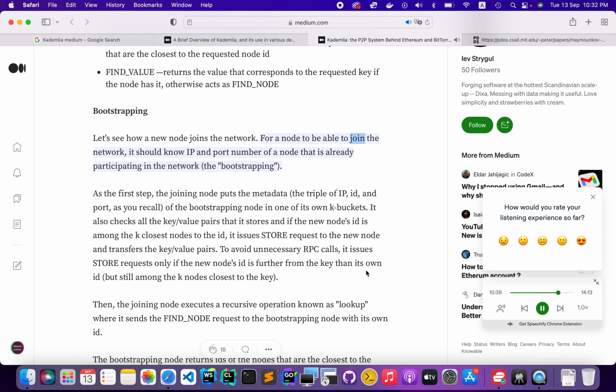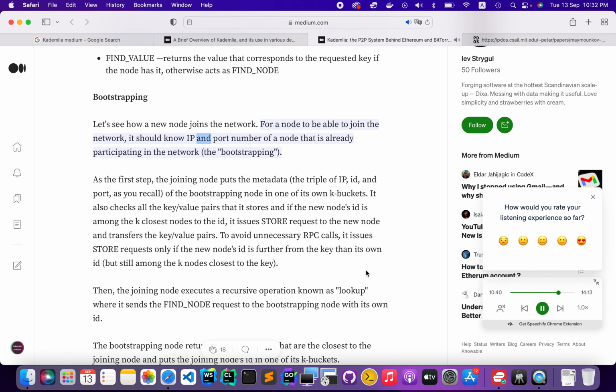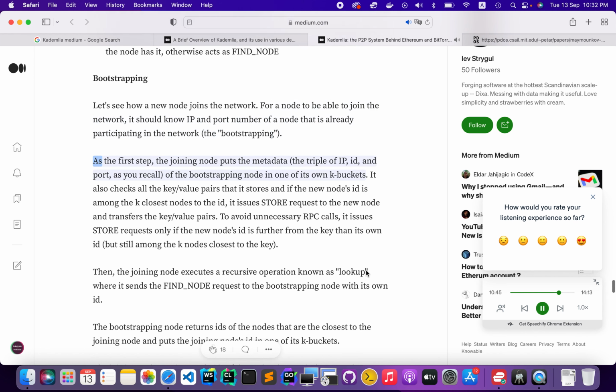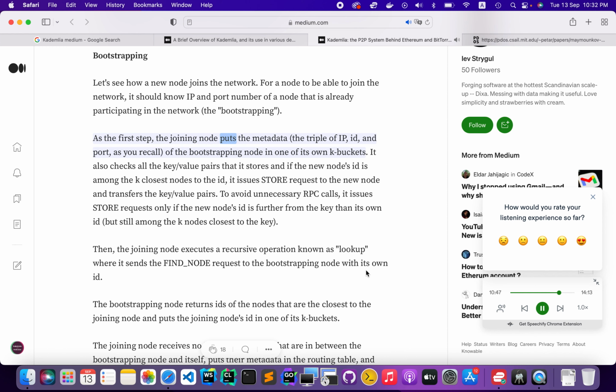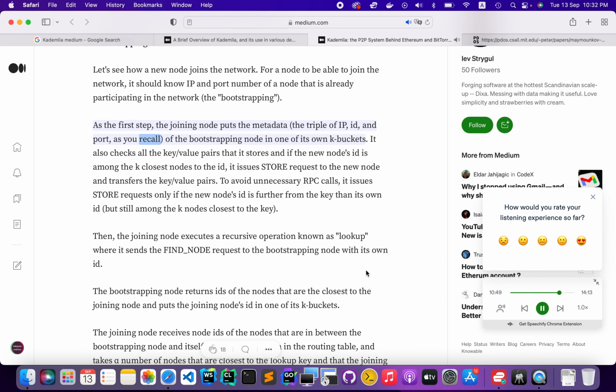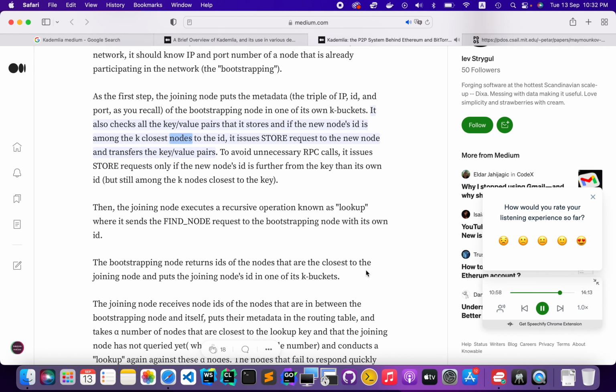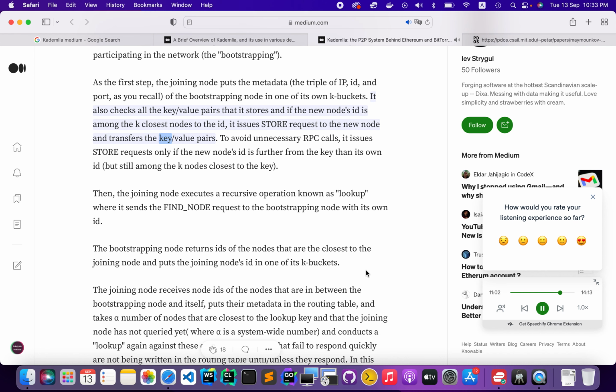For a node to be able to join the network, it should know the IP and port number of a node that is already participating in the network. The bootstrapping. As the first step, the joining node puts the metadata, the triple of IP, ID, and port, as you recall, of the bootstrapping node in one of its own k buckets. It also checks all the key/value pairs that it stores, and if the new node's ID is among the k closest nodes to the ID, it issues store request to the new node and transfers the key/value pairs.